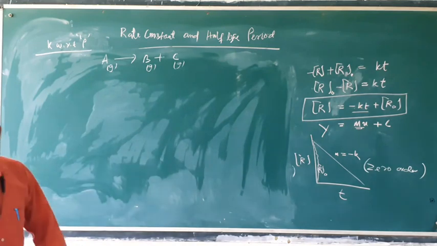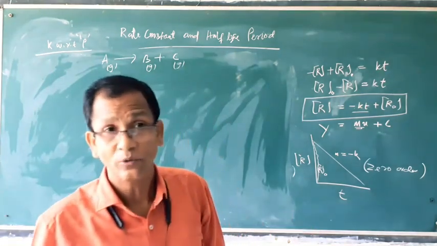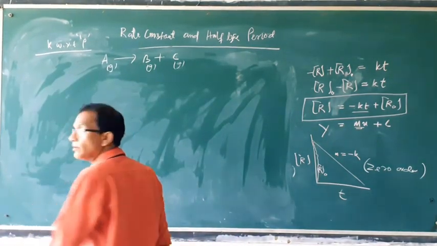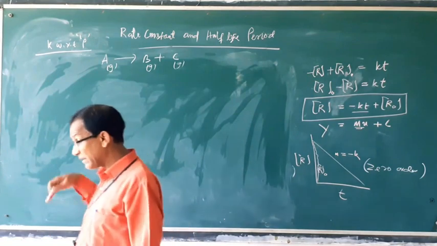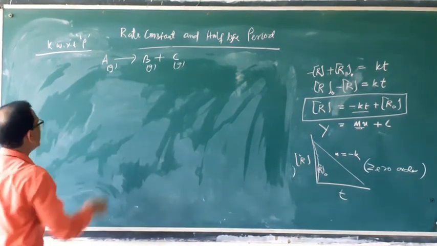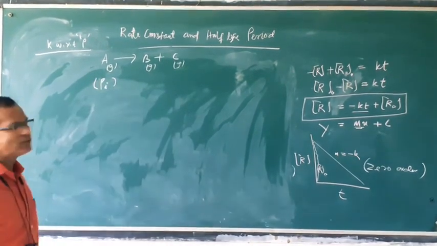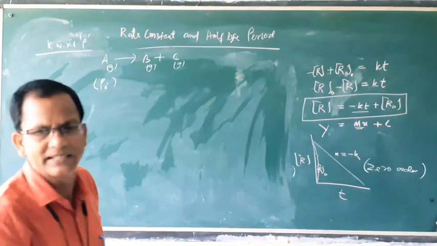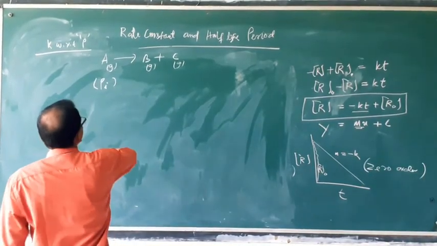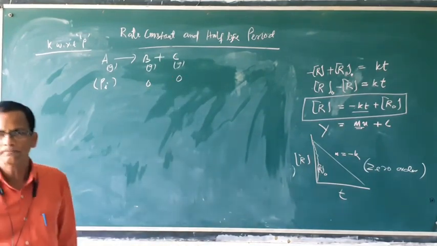K with respect to pressure. That expression is for zero order; first order is with respect to concentration. But we are converting now in terms of pressure. Let the initial pressure of A be Pi. Pi is the initial pressure of A, taken before the reaction. Initially no product is obtained, so it is 0.